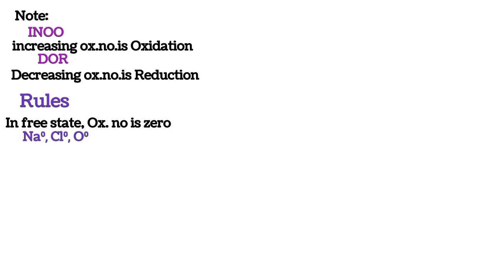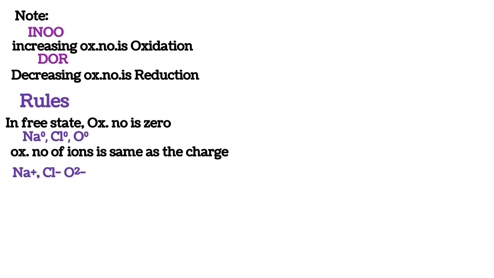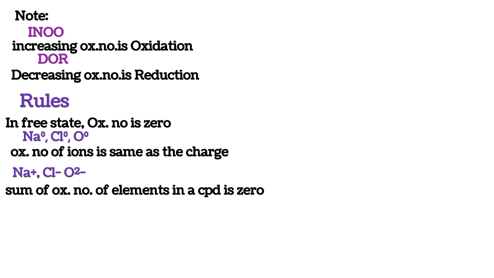Let's look at certain rules in calculating the oxidation number of elements. Elements in their free state have an oxidation number of 0, such as sodium and chlorine in their free state. The oxidation number of an ion is the same as the charge of the ion. So Na+ has an oxidation state of +1, Cl- has an oxidation number of -1, and O2- has an oxidation state of -2. The sum of the oxidation numbers of elements in a compound is 0. For example, CaCO3.